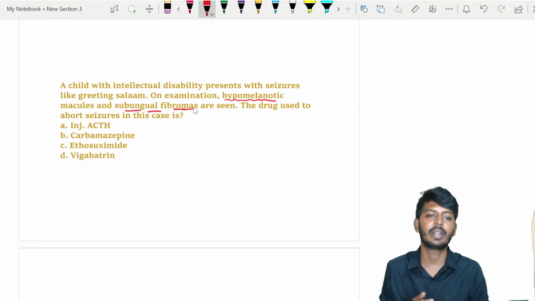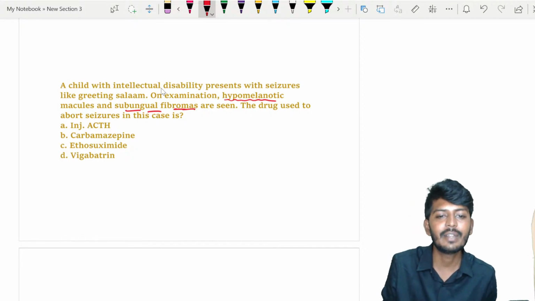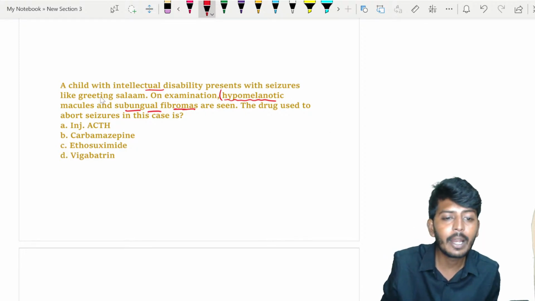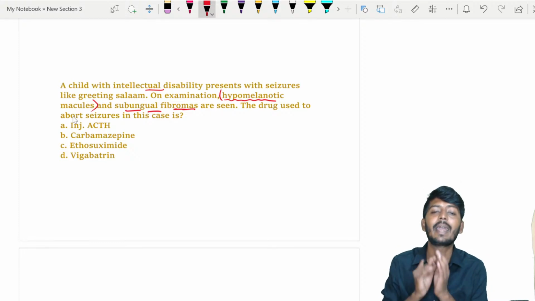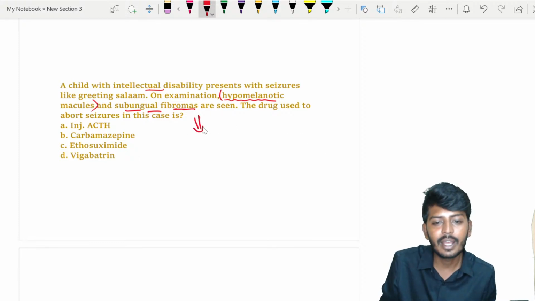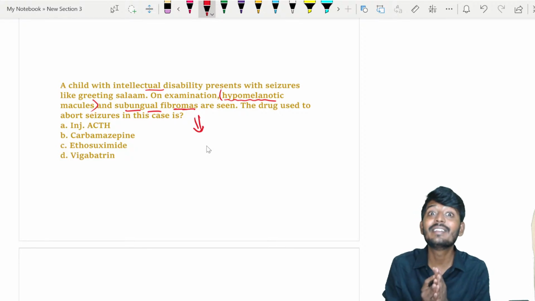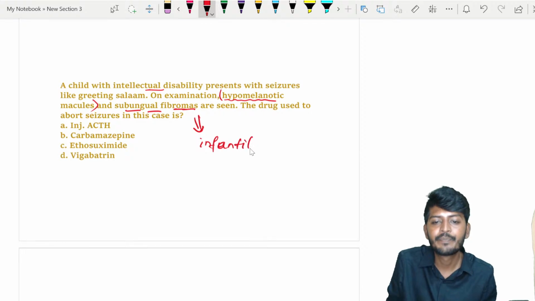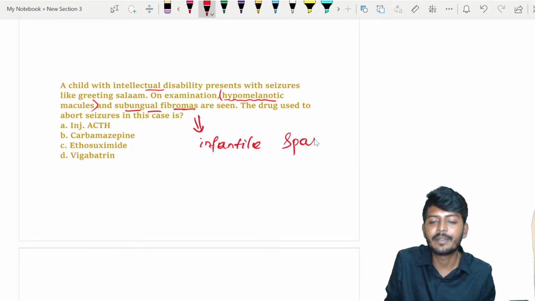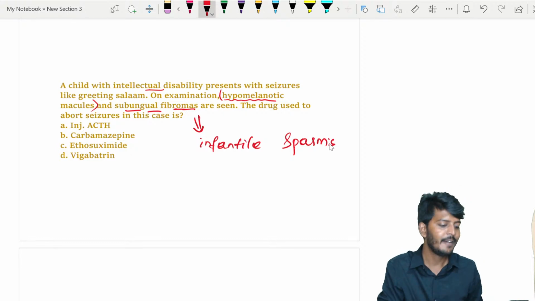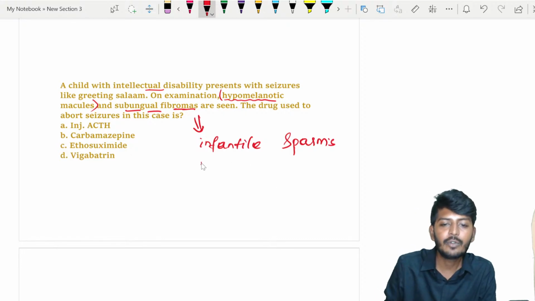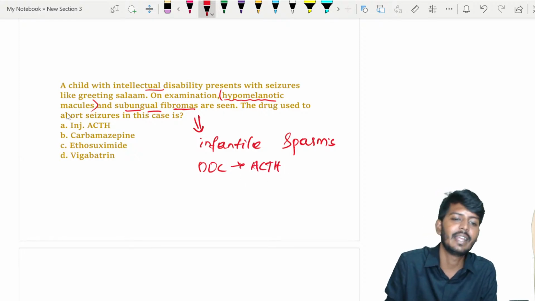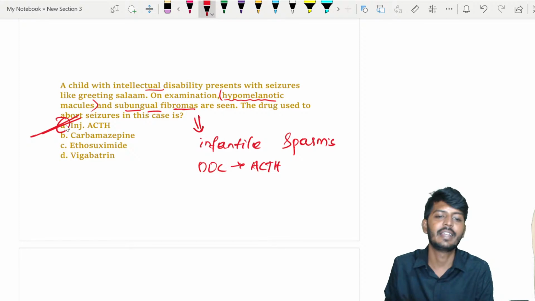So first and most importantly, remember, there is a recurrent seizure with the intellectual disability, and the most important, hypomelanotic macules. Hypomelanotic macules with a seizure is suggestive of, very important, which disease? Yes, it is a case of infantile spasms. The drug of choice for infantile spasm is ACTH. The answer is IV ACTH.